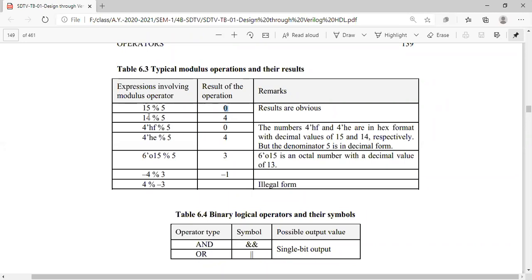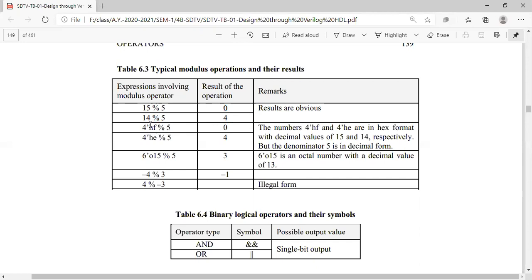Next you can see 14 percentage 5, so it has to give you the remainder. While doing this, we can't put a decimal point and add one more zero; that type of concept is not allowed here. Since it is a modulus, 5 times 2 is 10, it is leaving a remainder of 4 there. So its answer is 4.